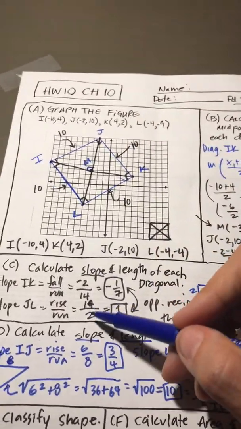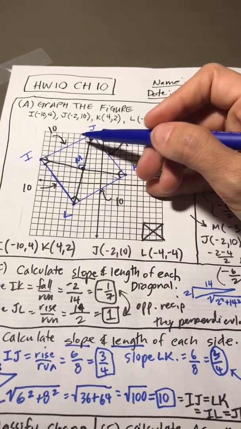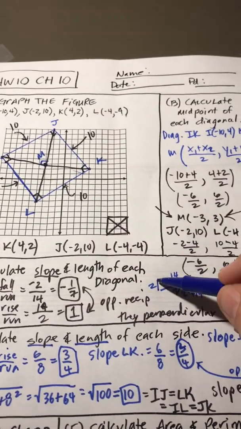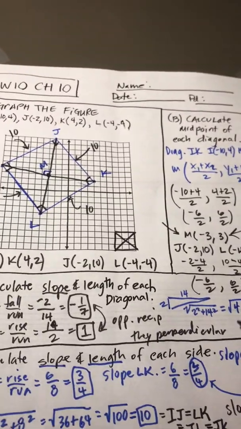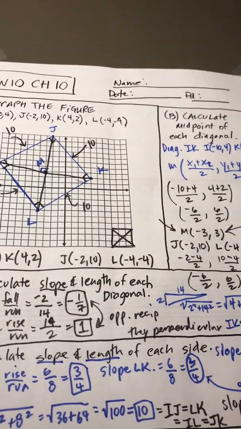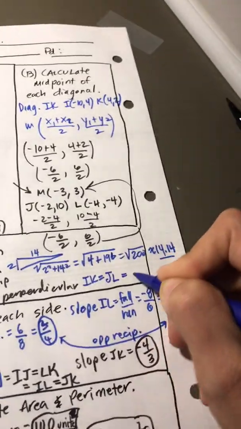And notice this one has the same dimensions, up 14 over 2. So it would be this same triangle, 14 and 2. And so both of the diagonals, IK and JL, are equal to the length, the square root of 200.